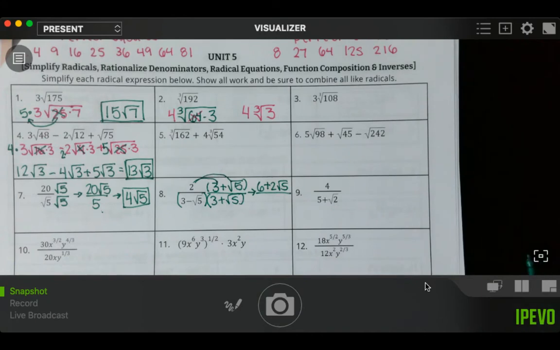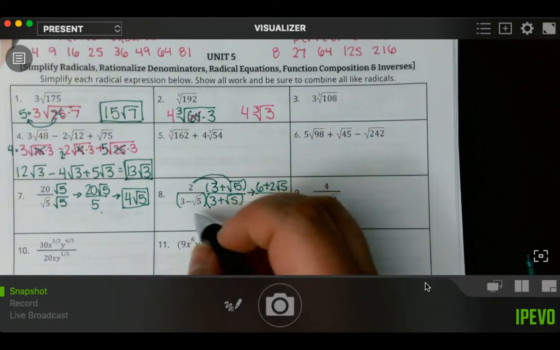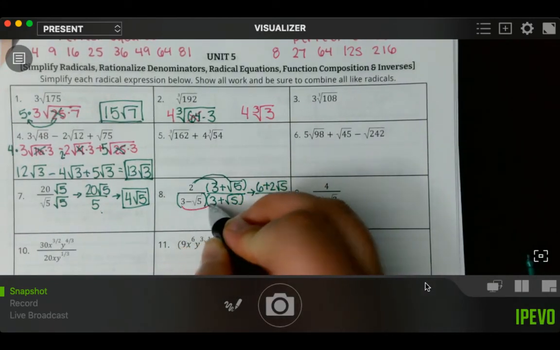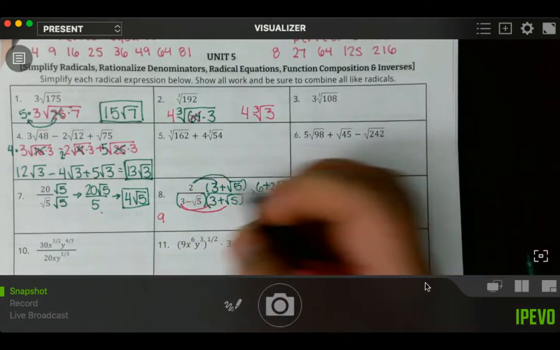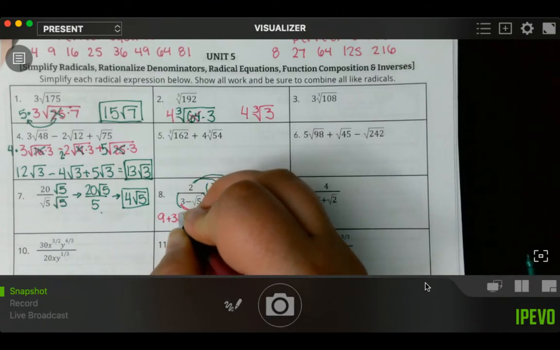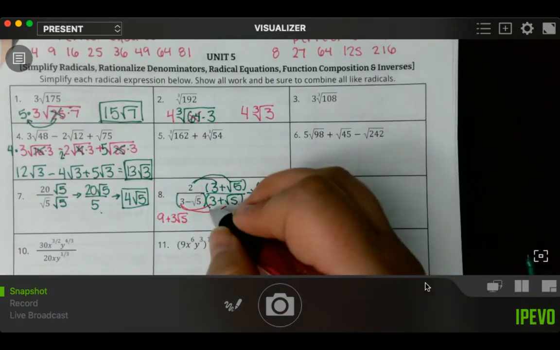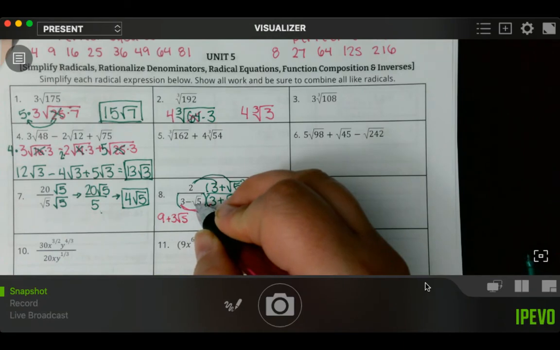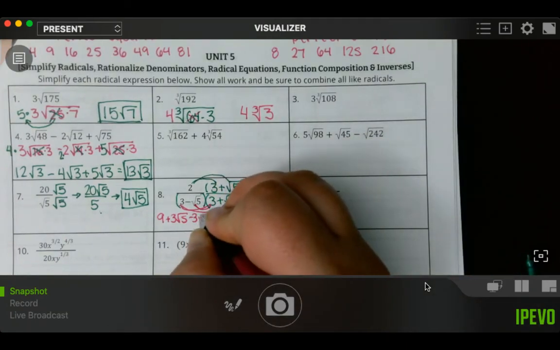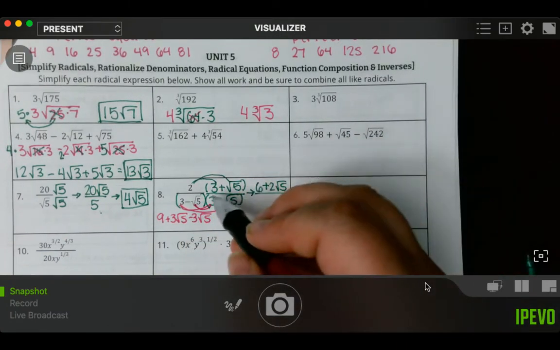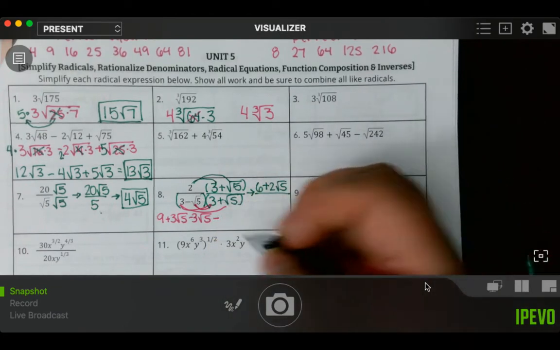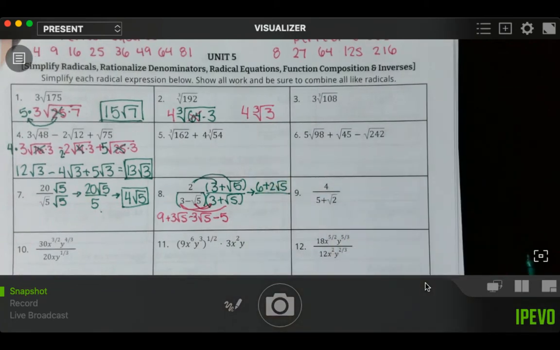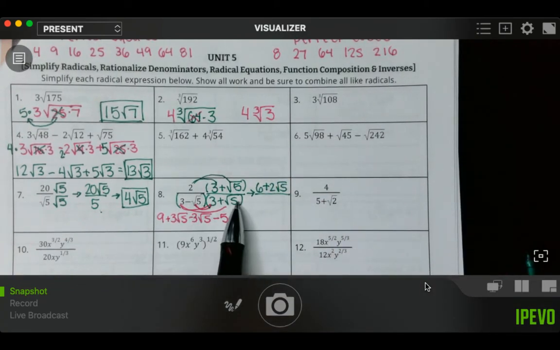The bottom part gets a little funkier because I have to FOIL this all the way out. I'm going to get 3 times 3 is 9. 3 times the square root of 5 is 3 square roots of 5. Negative square root of 5 times 3 is negative 3 square roots of 5. And negative square root of 5 times positive square root of 5 is negative 5 without the square root. Because when you multiply a square root by itself, the square root part cancels out.